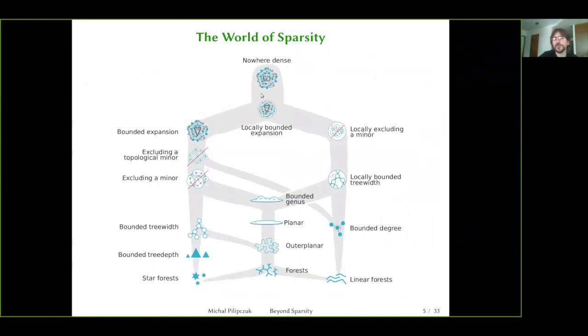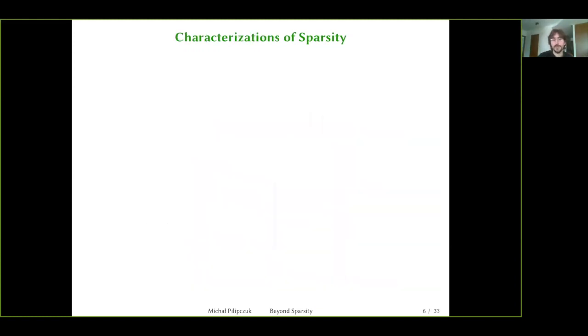So this is the world of sparsity as we now see it, right? So at the top, there is this notion of nowhere denseness, which is the most general notion of sparsity in this theory. Then we have here some classes that we are not really concerned about. Here is this notion of bounded expansion below nowhere denseness, and this encompasses all the classic notions of sparsity that were studied combinatorially, like excluding a topological minor, bounded genus graphs, bounded degree graphs, and so on and so on. So these are abstract notions of sparsity that encompass much of the classes that were typically studied, right?